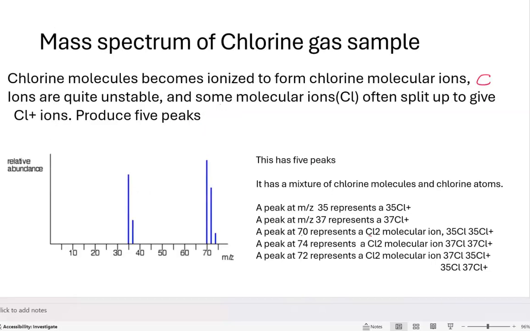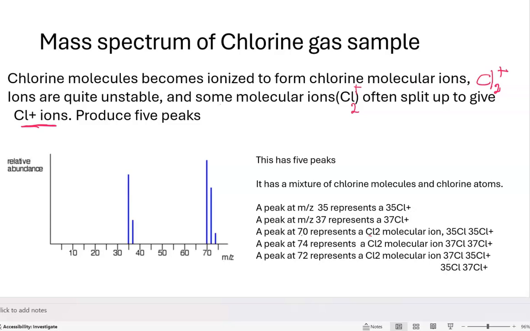Mass spectrum of a chlorine gas sample. Chlorine molecules become ionized to form the chlorine molecular ion. Ions are quite unstable. Some molecular ions split up to give chlorine 1 plus ion. This mass spectrum has 5 peaks.